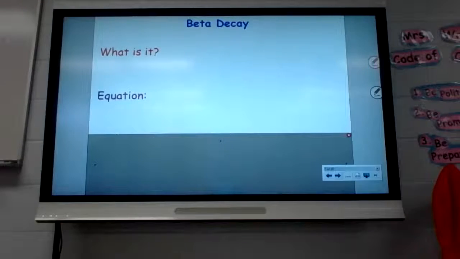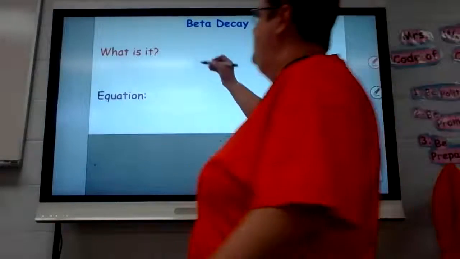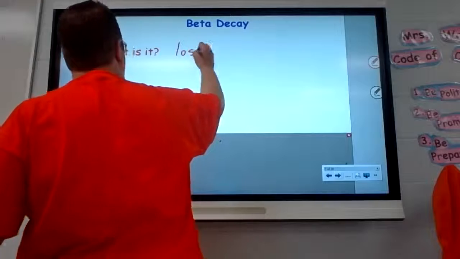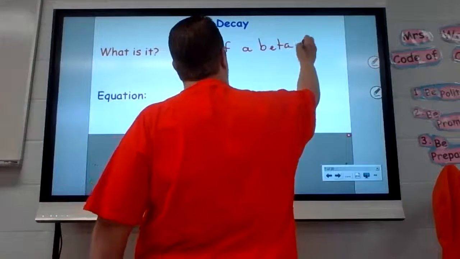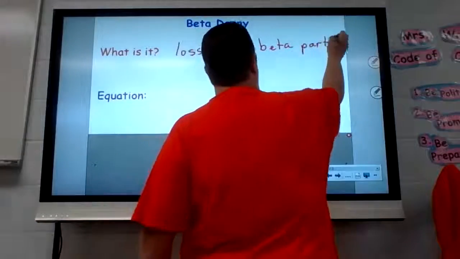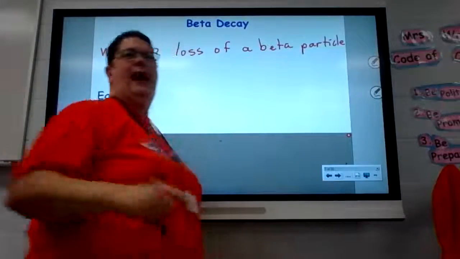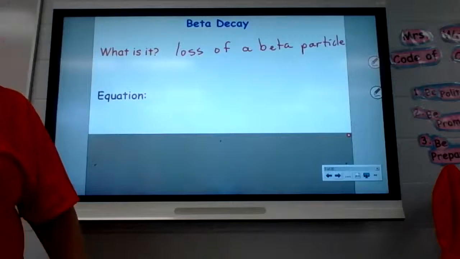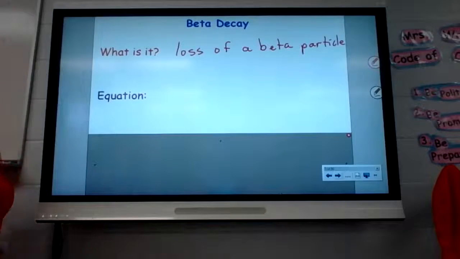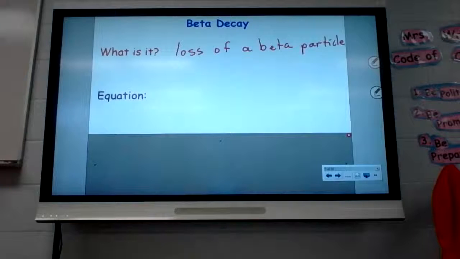All right, now, beta decay. Beta decay is the loss of a beta particle. So it's just like alpha decay, and that was the loss of an alpha particle, except now we're going to write the equation with a beta particle. So you're again doing the exact same thing, you're just balancing with a beta particle. So it's just as easy.